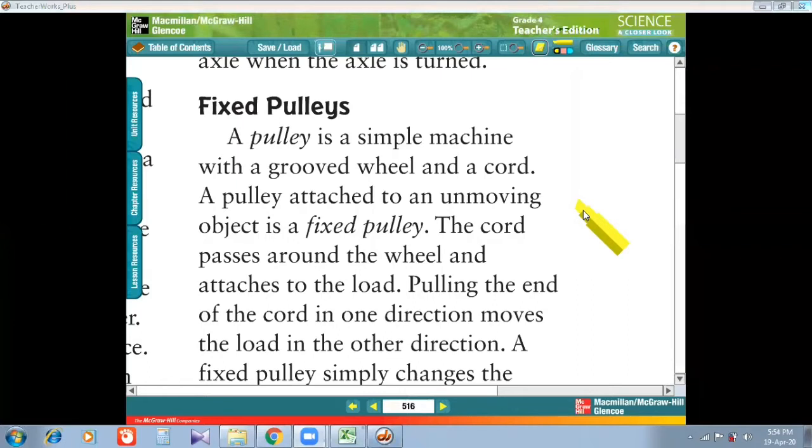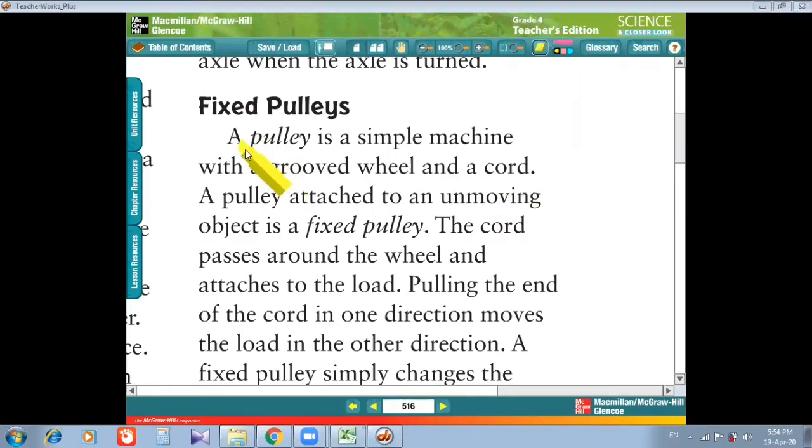Morning, everyone. It's 20th of April, and today we are going to learn about pulleys. Yesterday we had done the wheel and axle, and now it's the turn for the fixed pulleys. I want you to open your books, page 516. On this page, we have fixed pulleys.